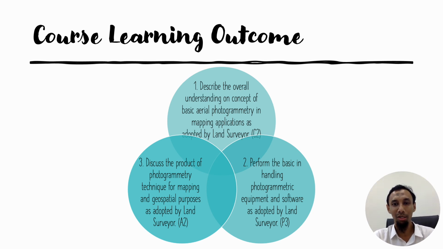So we will develop your knowledge skills, which is C2. Number 2, at the end of this semester, you should be able to at least perform the basic handling of photogrammetric instruments. So we will develop your psychomotor skill through our lab sessions, where you will have the chance to handle some photogrammetric instruments. And CLO number 3, at the end of this semester, you should be able to discuss the products of photogrammetry. We will emphasize these skills based on the assignments that I will give you during the lecture.